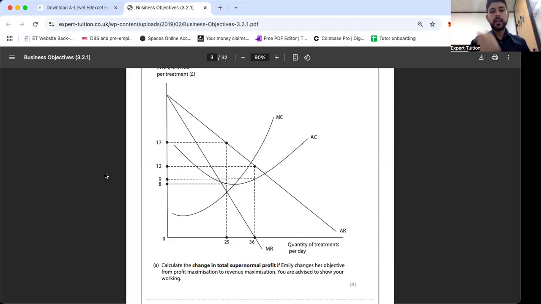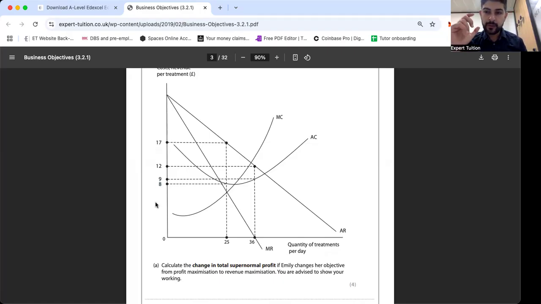So let's start with profit maximization. What is the rule for profit maximization? Profit maximization is where MC is equal to MR, and that level of output is 25 units. I'm now in control. Why? Because all I have to do is go up from 25 until I hit the AR curve to tell you the price. So what price is Emily charging when she maximizes profit? She clearly charges a price of £17. Now I go up from 25 until I hit the AC curve to determine the cost. Her cost is clearly £8.